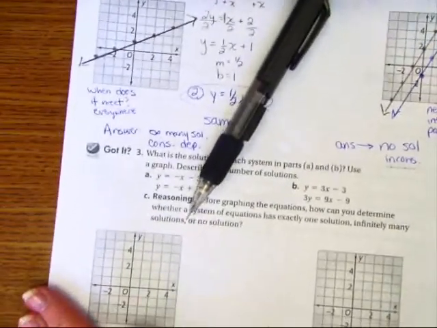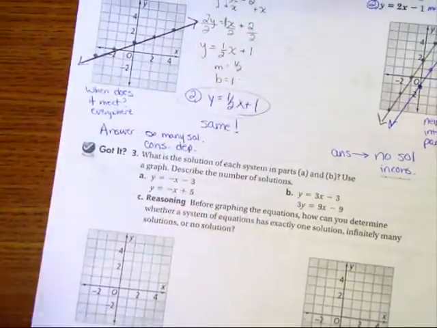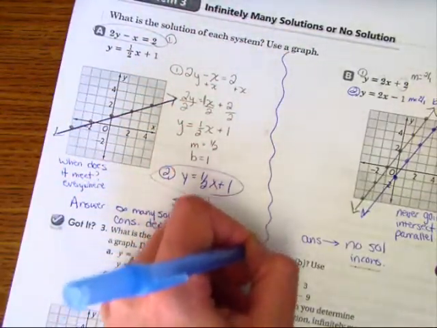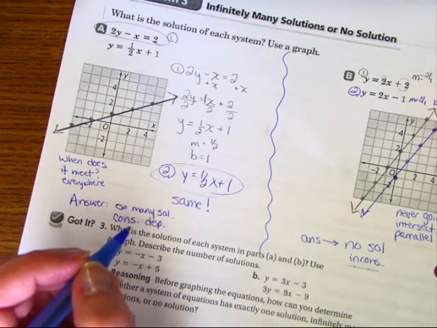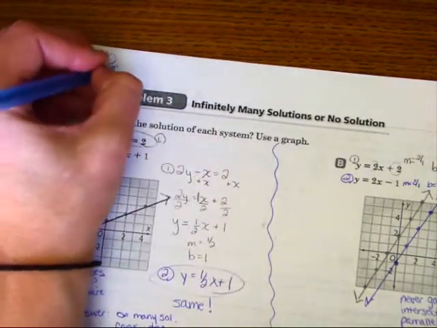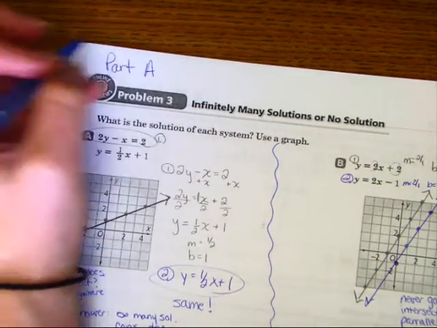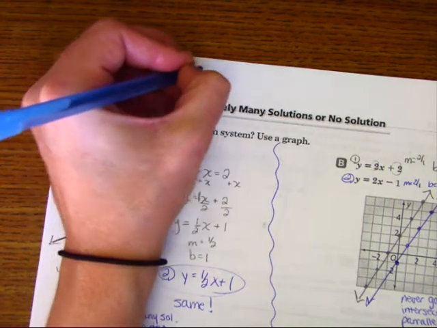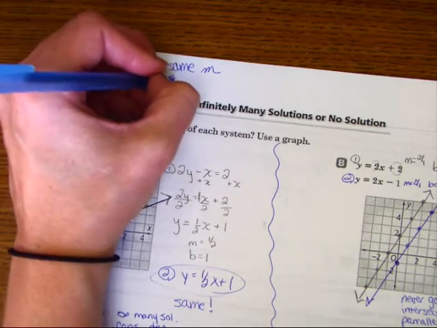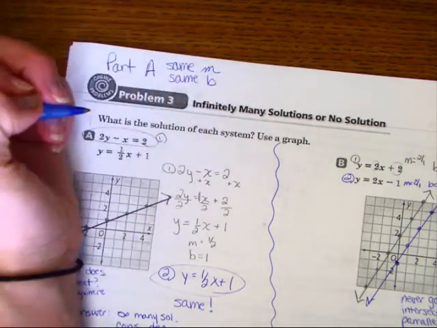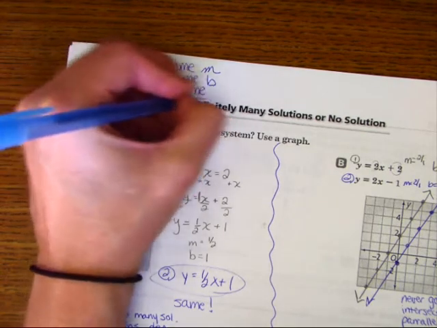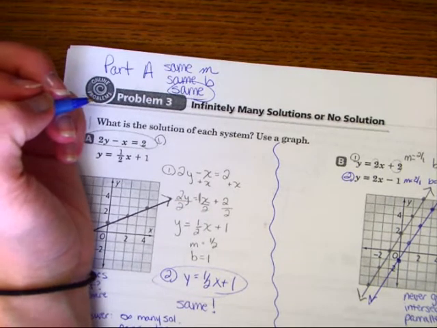Number 3, we can do again. But what I'm going to point out here to you, are you ready? Take a pencil and split these two apart from each other. On part A, write this up here. On part A, they have the same slope, right? And they also have the same B. That implies that they are the same. That means they're the exact same lines.